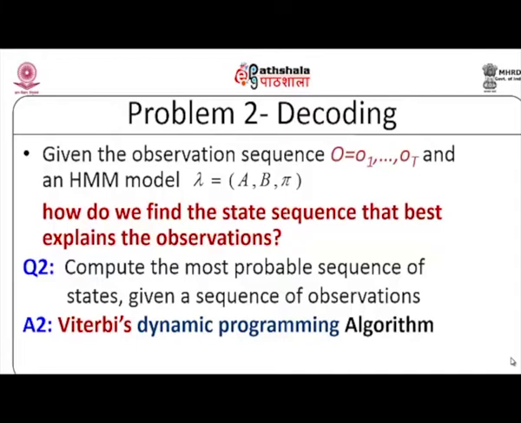Again, what is the probability of that set of words coming is what we do during evaluation. Here, we ask which state sequence will give me the best probability. So, compute the most probable sequence of states given the sequence of observations and the model, and this is done by what is called the Viterbi dynamic programming algorithm.